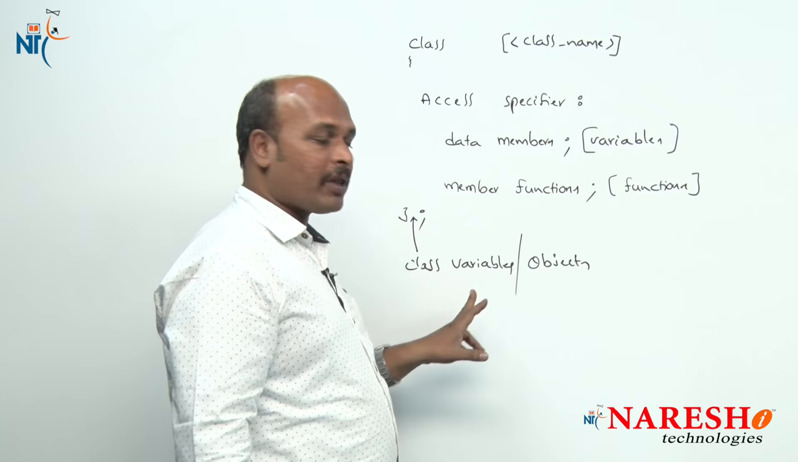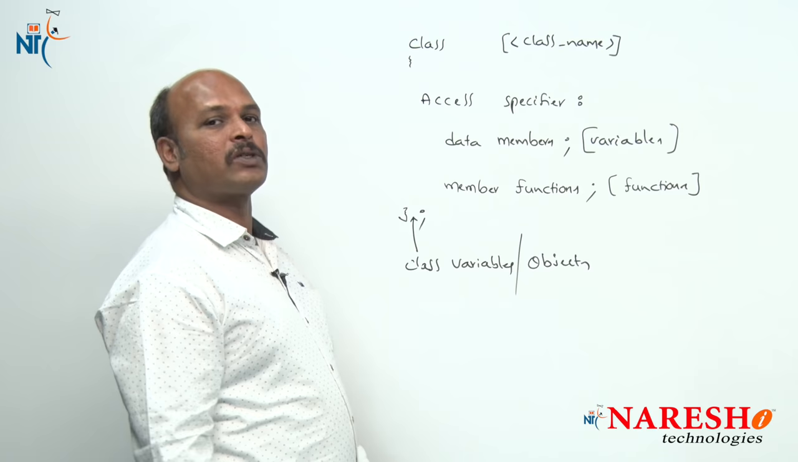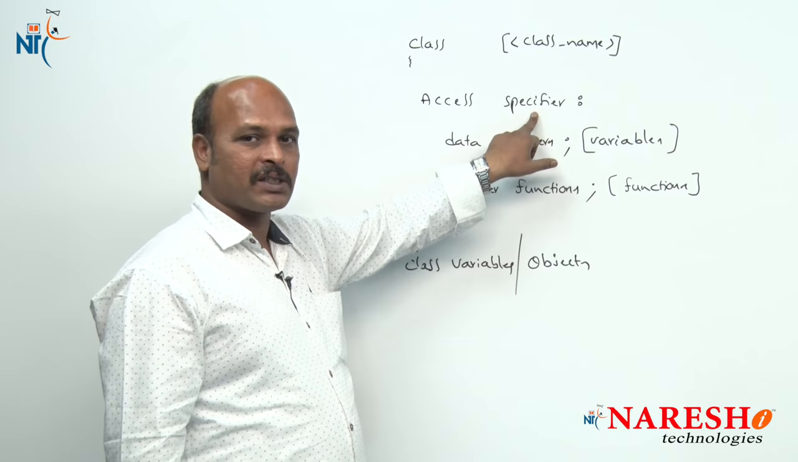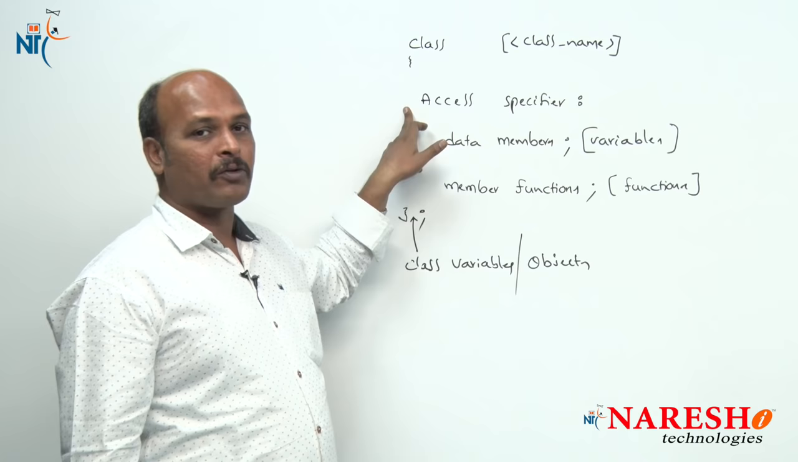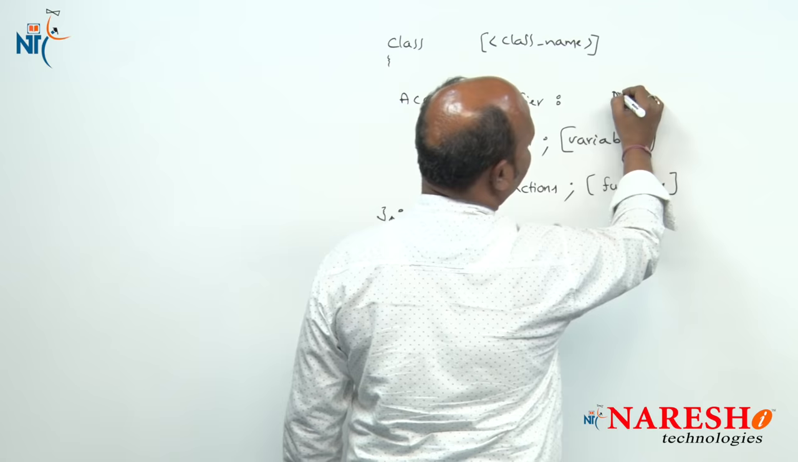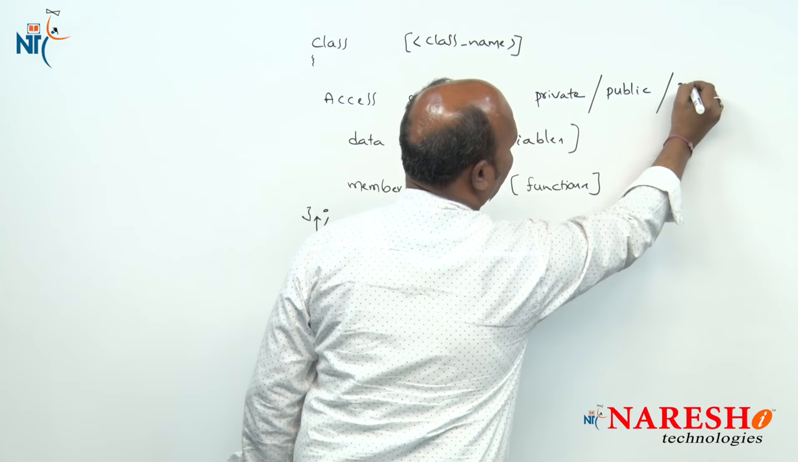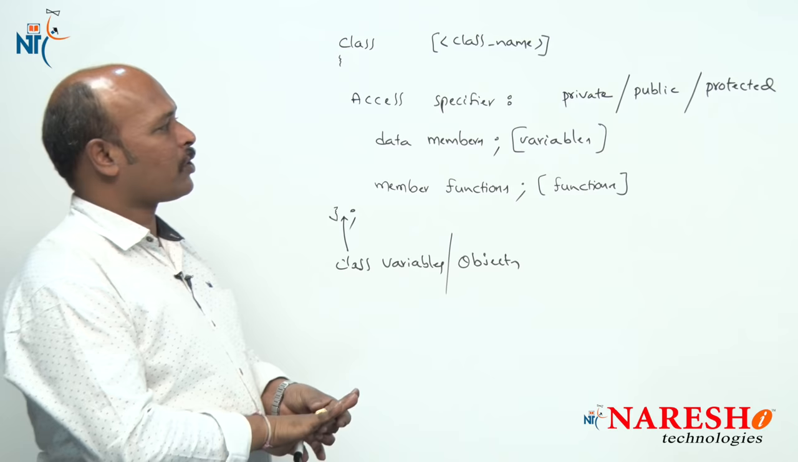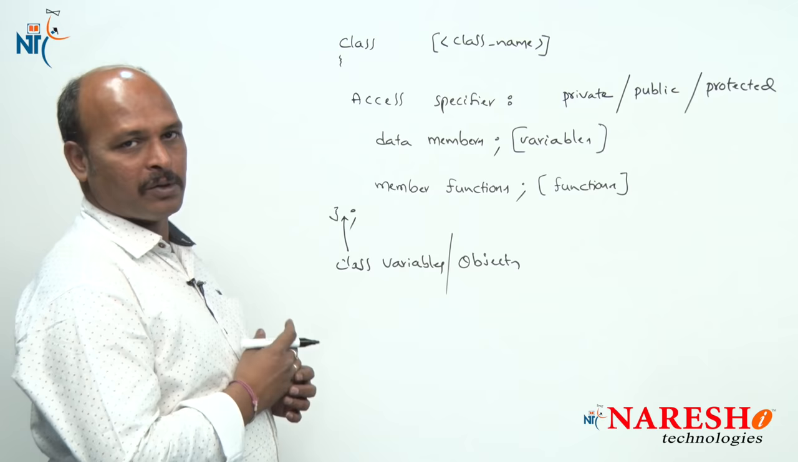Next, access specifier. What is an access specifier? The name is very clear. It specifies how the members are going to be accessed in our programs. And class provides three types of access specifiers: one is private, another is public, and another is protected. In C++ we use three types of access specifiers or visibility labels: private, public, and protected.